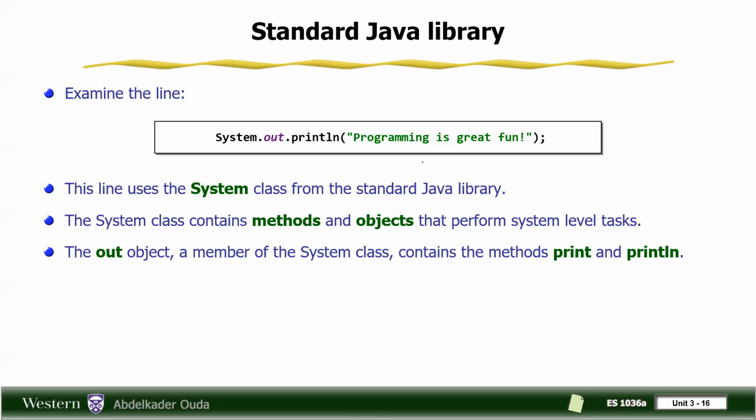So System is a class in the standard Java library. It has methods and objects. For example, out is an object. When we say System.out.println, System.out contains two methods, print and println. Questions?